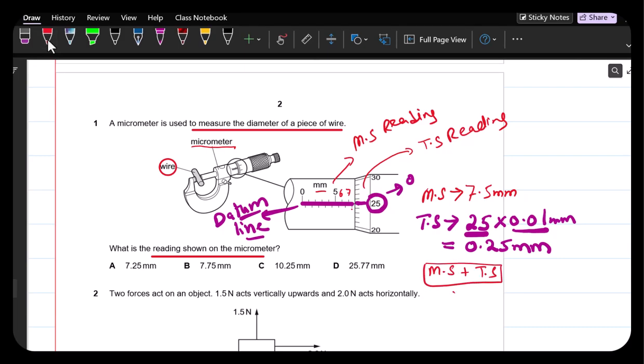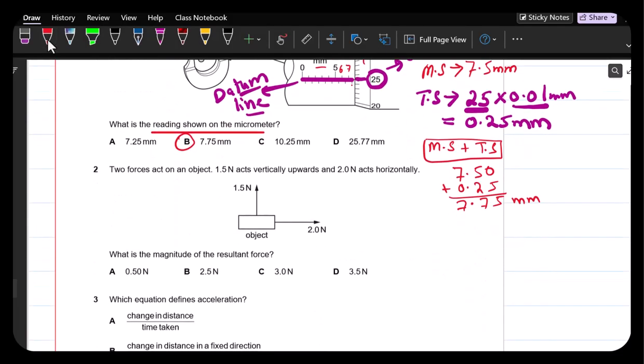When you add this, 7.5 plus 0.25, you will get 7.75 millimeter. It is option B here. So B is the right option for question number 1. Moving to question number 2.